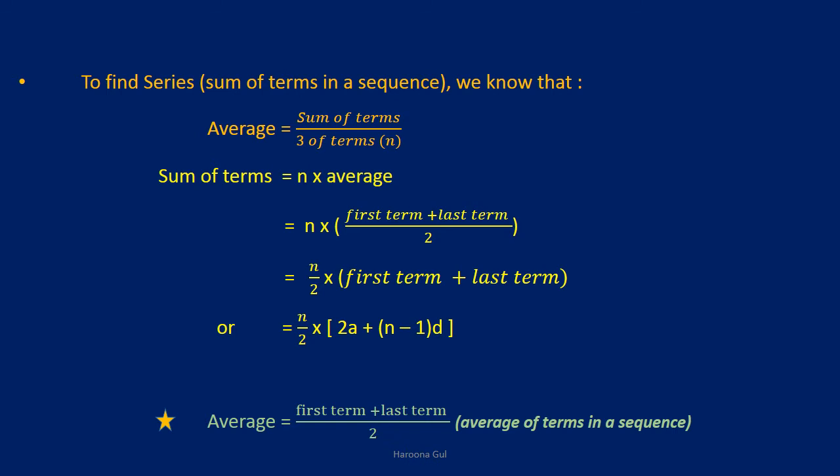If the sequence follows a certain pattern, then the average can be calculated by adding the first term with the last term and dividing it by 2. Always remember that the sequence should follow a certain pattern. Otherwise, the formula for average, which is equal to the first term plus the last term divided by 2, does not apply. Anyway, coming back to our equation, our sum of terms will be equal to n over 2 into the first term plus the last term, or it will be equal to n over 2 into 2a plus n minus 1 into d.